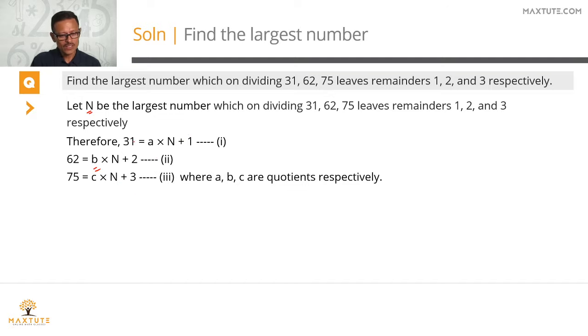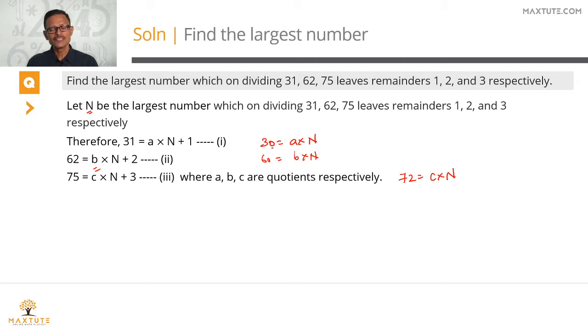I'm going to take this 1 to the left hand side. That will leave us with 30 is equal to A times N. I'm going to take the 2 to the left hand side. That will leave us with 60 is equal to B times N. Whatever I said, the second method is this. Take the 3 to the left hand side. That will leave you with 72 is equal to C times N.